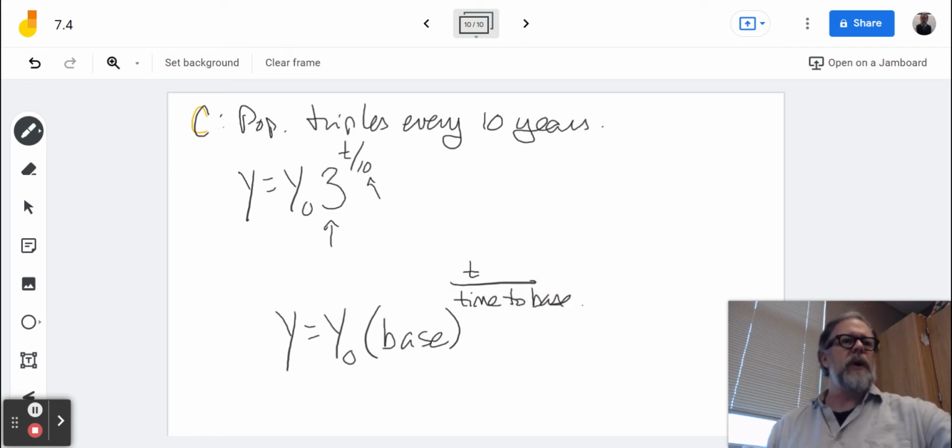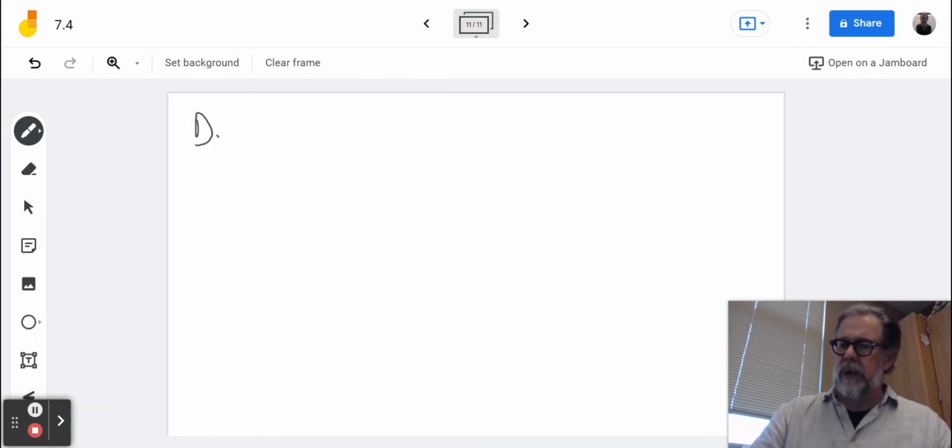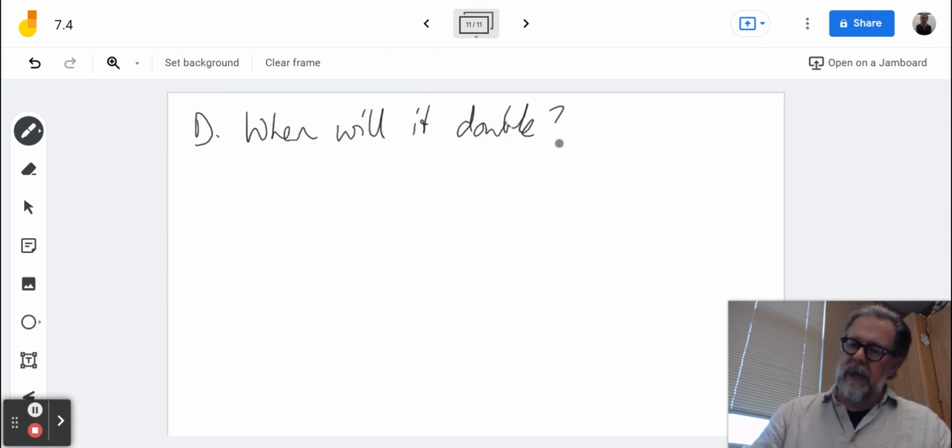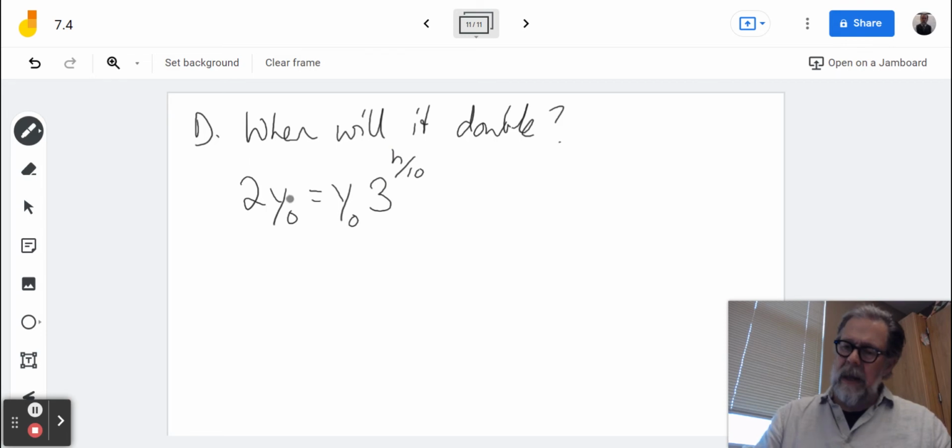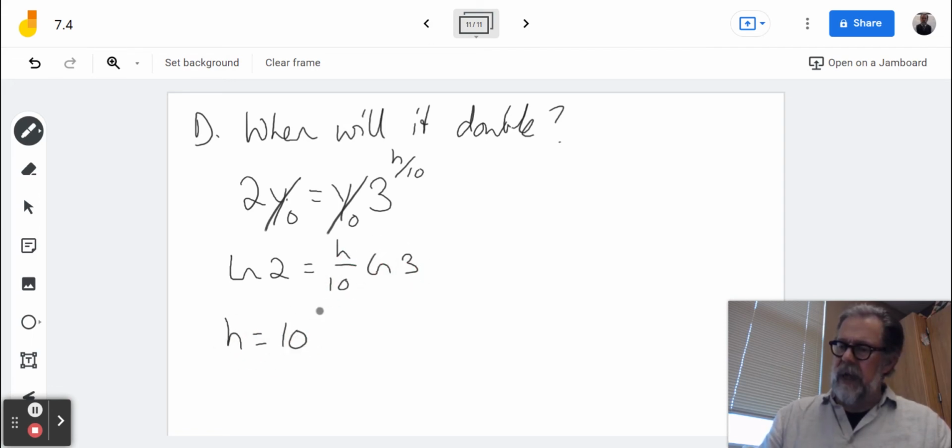There's my general equation, and now I can use that moving forward. So now let's take this equation and very quickly ask ourselves, when will that population double? I know that I'm looking for 2 y naught equals y naught times 3 to the t over 10. The y naughts cancel, taking the natural log of both sides, and I see that t is equal to 10 times the natural log of 2 over the natural log of 3.